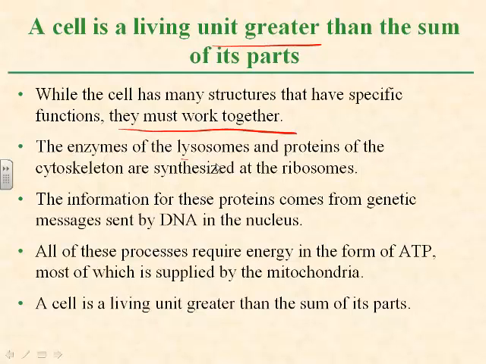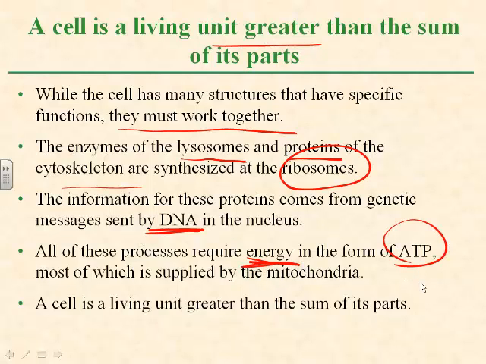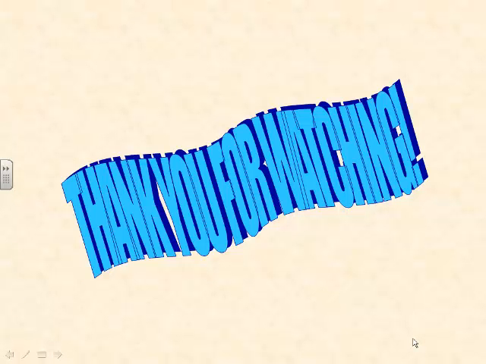The enzyme of the lysosomes and the proteins of the cytoskeletons, that is all synthesized in the ribosomes. The information for the proteins come from the genetic messages sent by the DNA. All of these processes require energy, and that's why that production of ATP and use of ATP in the mitochondria is just so important.